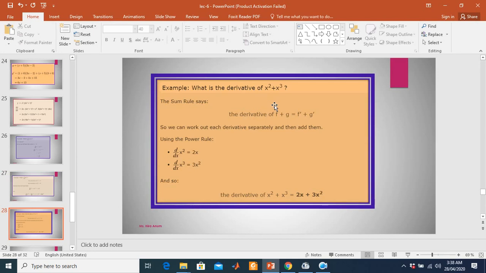What is the derivative of x square plus x cube? We are using the sum rule, so x square gives 2x and x cube gives 3x square. Now taking the sum of these, it becomes 2x plus 3x square.